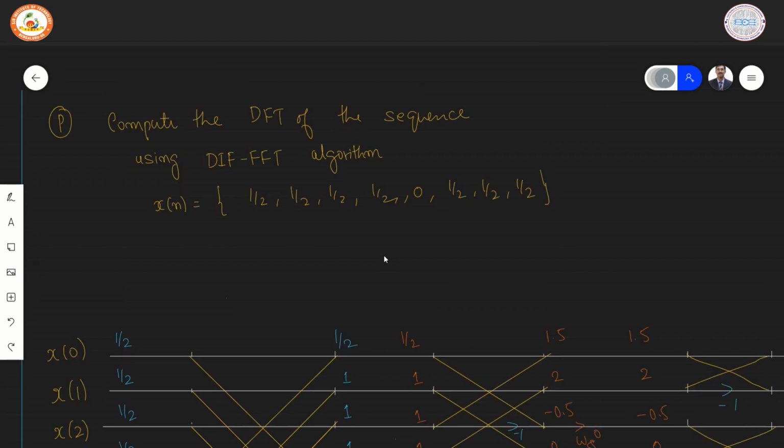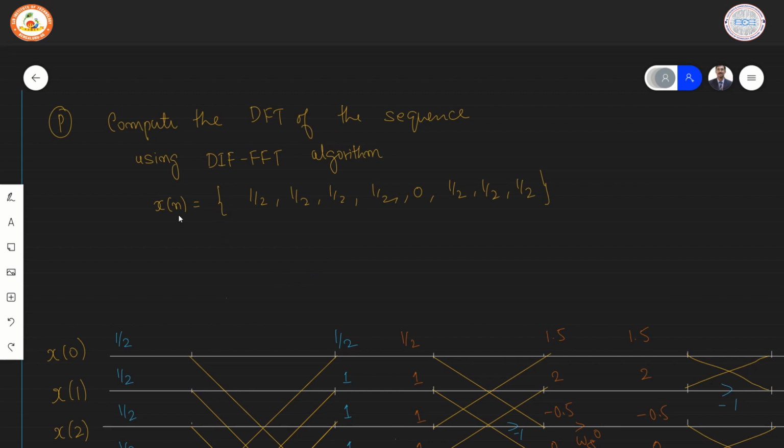This numerical is for the computation of DFT of the sequence, but the method is the DIF FFT algorithm. Now, we know the difference between DIT structure and DIF structure. There are some notable changes, but otherwise the steps are the same.